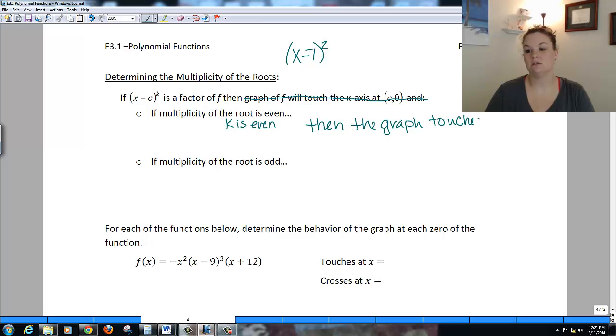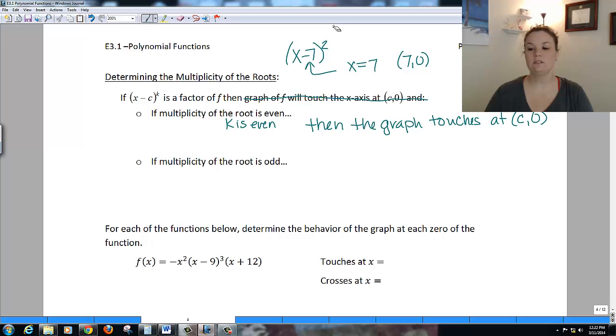touches at the point (c, 0). So whatever factor we get from solving, like this one, when I solve, I would get x equals 7. That means that this graph would touch at (7, 0). So at this x-intercept, because this is an even power or an even multiplicity, the graph only touches at that x-intercept. It doesn't actually cross the x-axis.